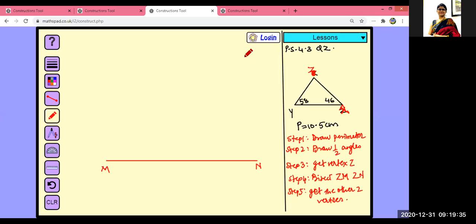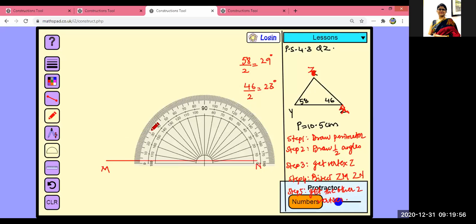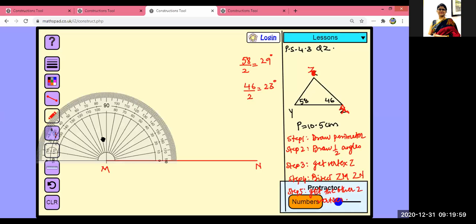So what is half of 58? So half of 58 is 29 degrees, right? And half of 46 will be 23 degrees. All right, so let's begin with step 2. At one end, we will draw 29 degrees. So mark 29 degrees. This point is 30 degrees. Exactly over here, it would be 29 degrees.